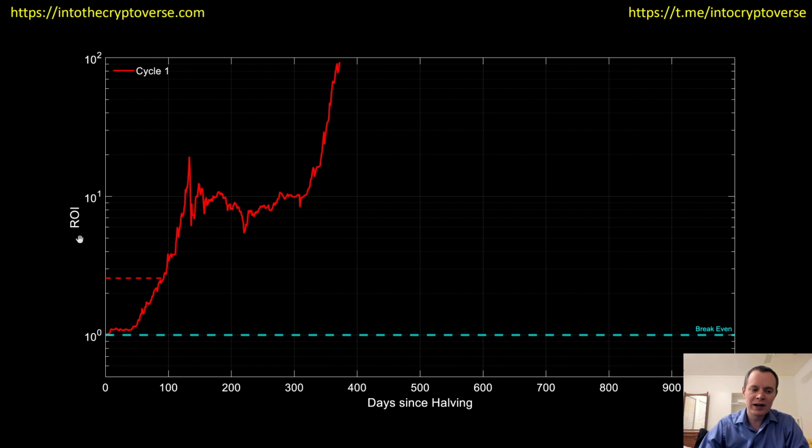So this ROI was between 2 and 3, but it corresponded. This is where the price corresponded to on this ROI chart.